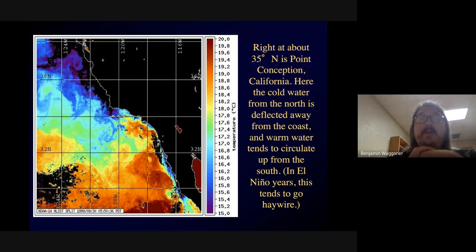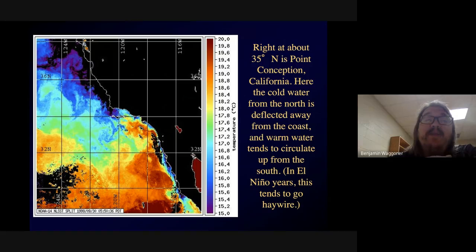So Point Conception marks a barrier between what we call biogeographic provinces because of the way that water is circulating. There's colder water north of Point Conception and warmer water south of it. And there's relatively few clams and snails that can live on both sides of Point Conception. Most species are going to be adapted to live either in warmer water or in colder water. Not all of them are going to be adapted to live in both.